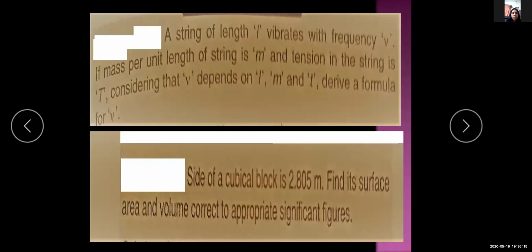Next, a string of length L vibrates with frequency v. If mass per unit length of string is m and tension in string is T, considering that v depends on L, m and T, derive the formula using dimensional analysis. The side of a cubical block is 2.805 meter. Find its surface area and volume correct to appropriate significant figures.